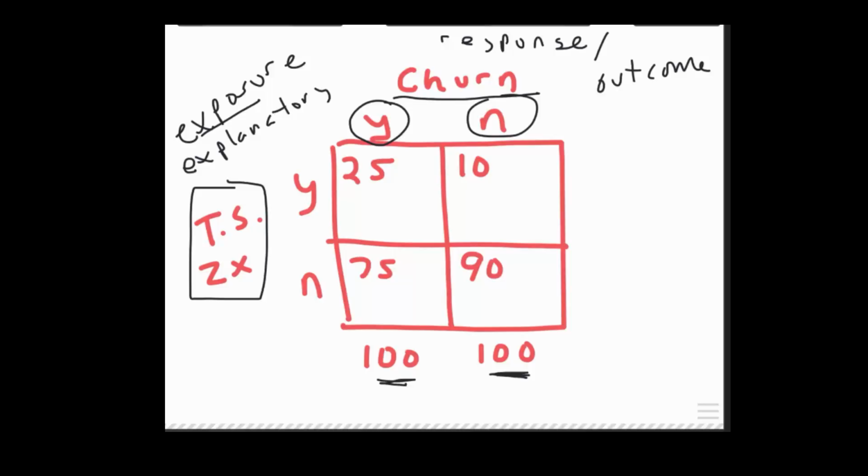And so now we're looking at, did they contact technical support at least 2 times in the past year? Remember, of those that churned, we said it was 25, and of those who didn't, it was 10. And then we can just fill in, if they didn't contact, 75 churned and 90 did not. So we just fill these in by subtraction.